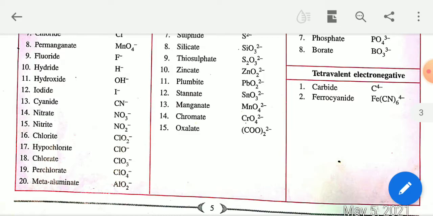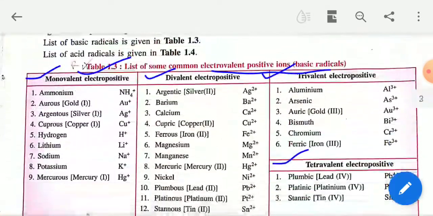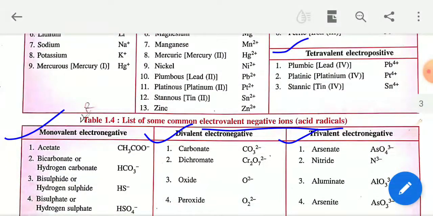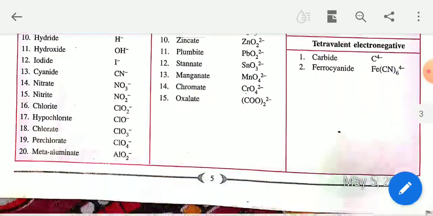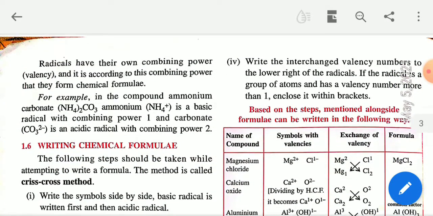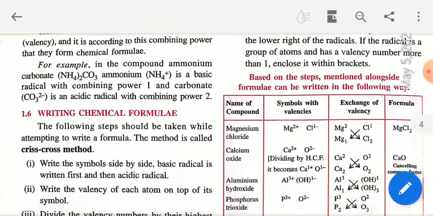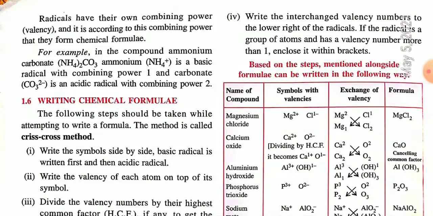So both tables and the formulas of all the acid radicals and basic radicals which are given in both tables, you have to remember. Very important. Otherwise you will not be able to write down the chemical formula of an unknown compound, because these basic radicals and acid radicals combine to form compounds.